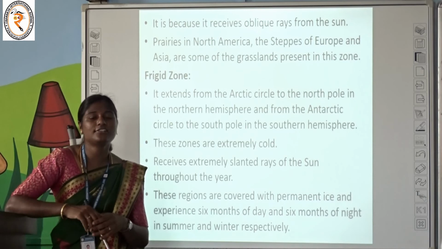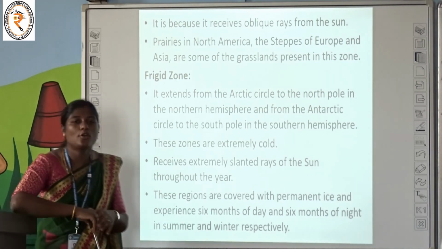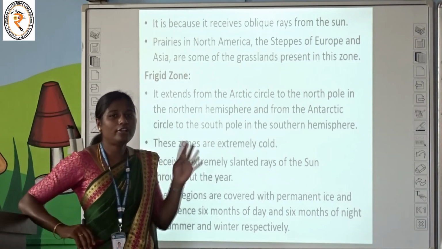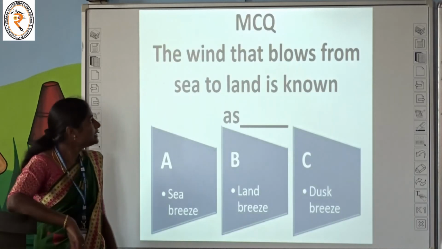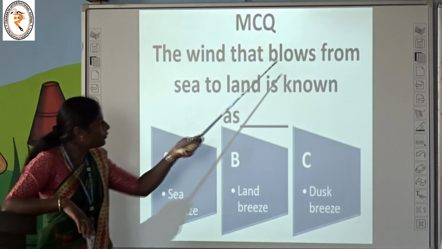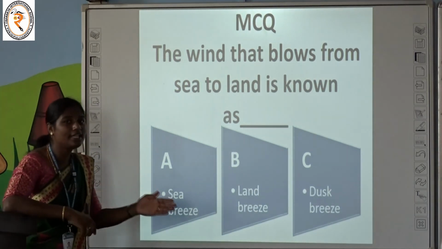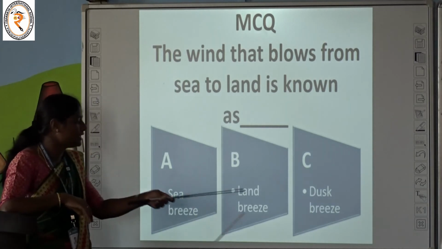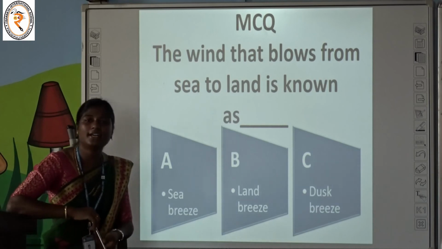Understood, children? So what is the frigid zone, what is the temperate zone, and what is the torrid zone? I hope you have understood the lesson very well. Now try to answer the multiple choice questions I have given. The first one: the wind that blows from sea to land is known as what? Option A, sea breeze; option B, land breeze; option C, dusk breeze. So what is the answer?